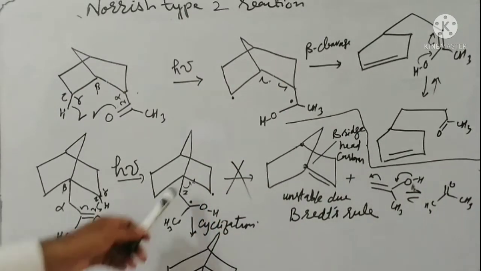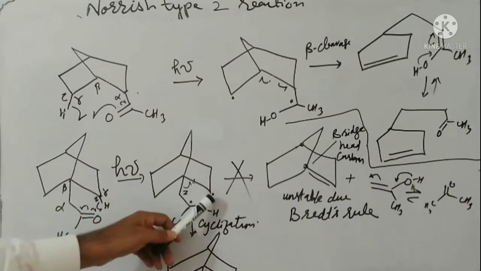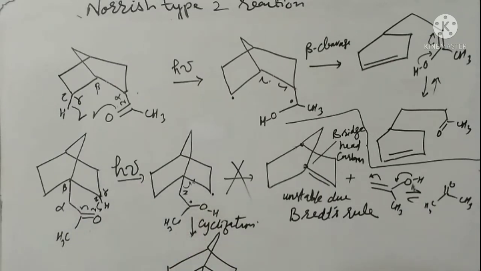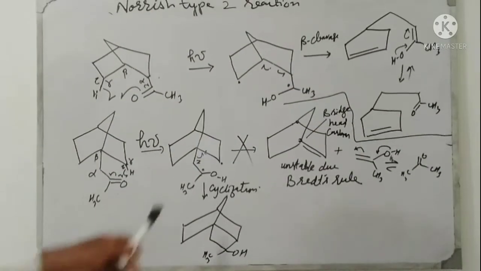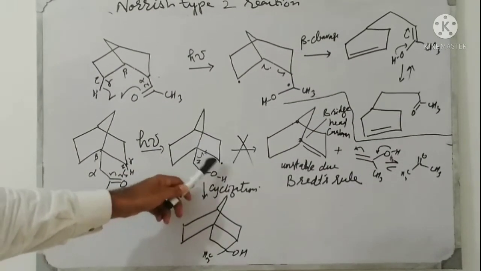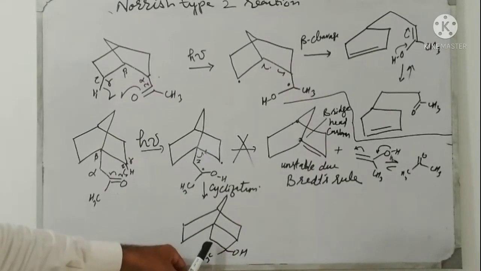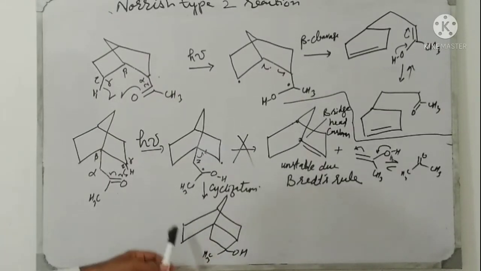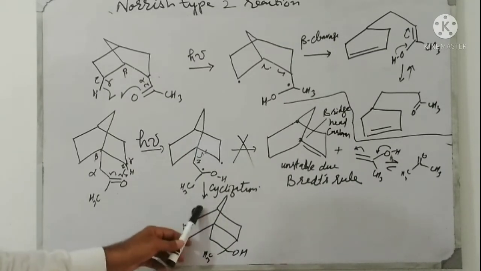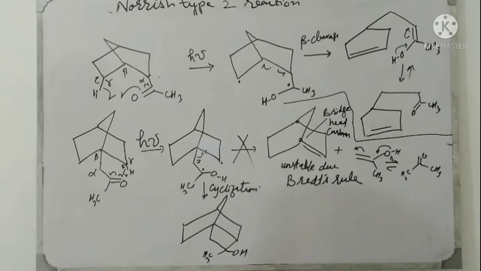Instead of this, the 1,4 diradical undergoes cyclization to produce this cyclobutanol derivative. So this product is more favorable. This is the end product of this reaction. So this route is more preferable as compared to the other one.